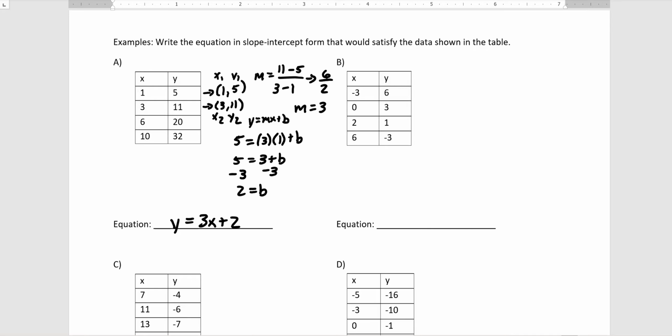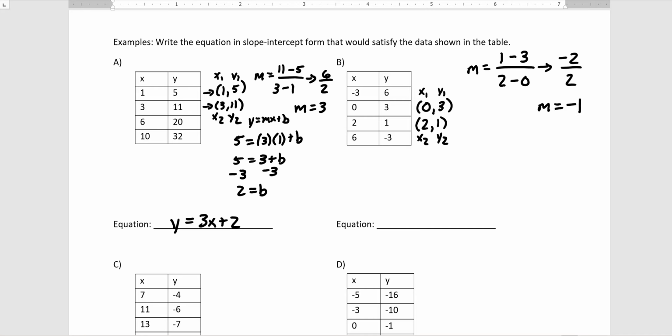Let's try letter b here. So I can use any of these values. I'm going to use the middle two this time. So let's use 0, 3, and 2, 1. So let's find the slope between those points. So m would equal, let's say this is x1, y1, and this is x2, y2. So y2, 1, minus y1, 3, over x2, 2, minus x1, 0. 1 minus 3 is negative 2. 2 minus 0 is 2. Negative 2 divided by 2 would tell me that my slope is negative 1.